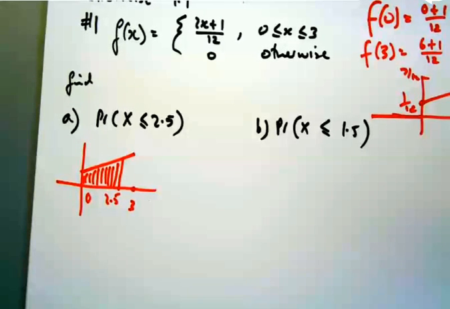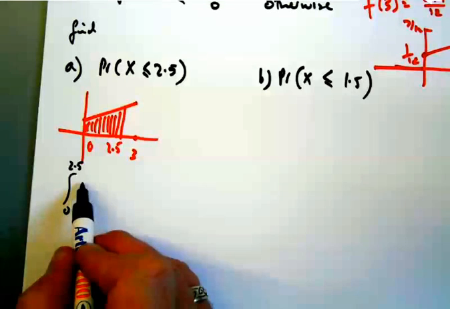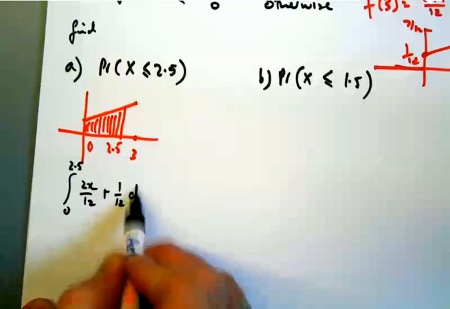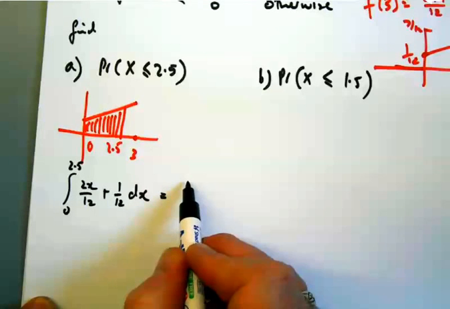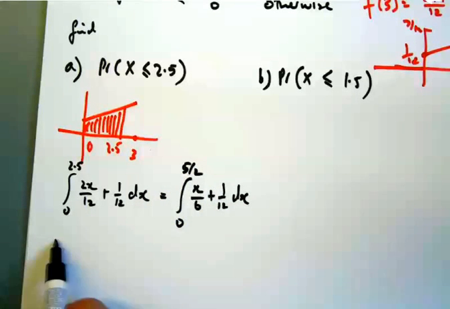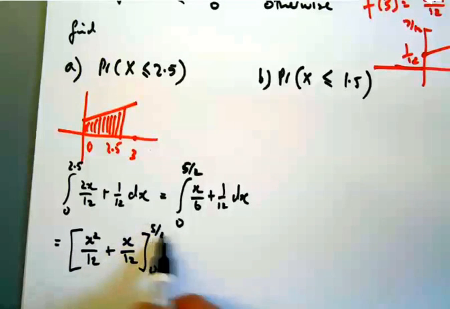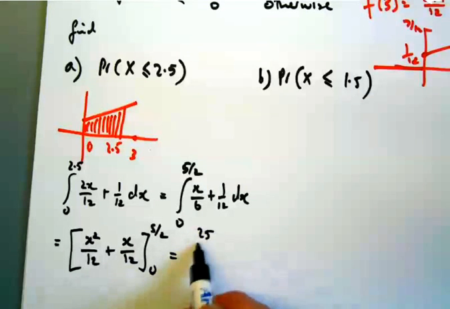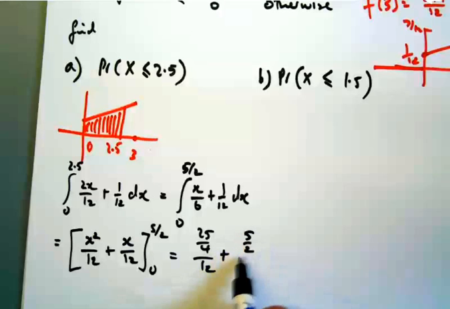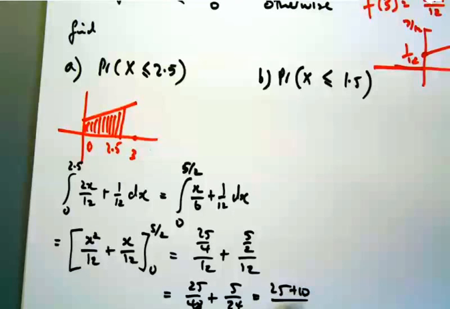Well, it's going to be the integral from 0 to 2.5 of 2x on 12 plus 1 on 12 dx, which is going to equal the integral of x on 6 plus 1 on 12 dx from 0 to 5 on 2, which is going to equal x squared on 12 plus x on 12 from 0 to 5 on 2, which is going to equal 25 on 4 on 12 plus 5 on 2 on 12, which will equal 25 on 48 plus 5 on 24, which is 25 plus 10 on 48, 35 on 48 is my answer.